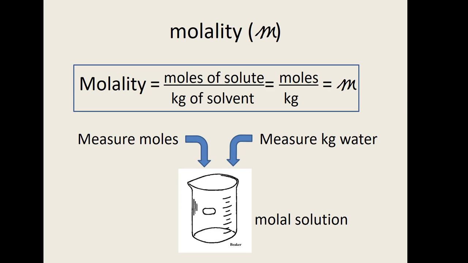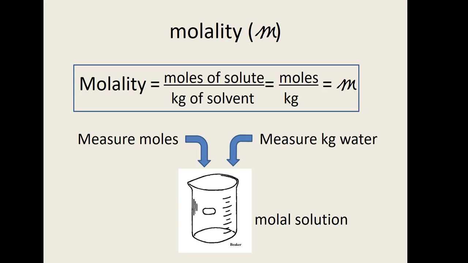Let's talk about another concentration. So this one is not as popular, but is still another way to measure how concentrated a solution is. And it's called molality. You kind of have to stick your tongue out when you say it, molality. And it's represented by this little cursive m. So molality is defined as moles of solute divided by kilograms of solvent.